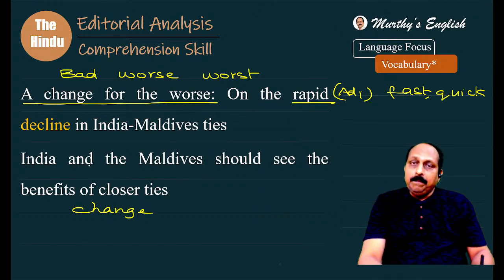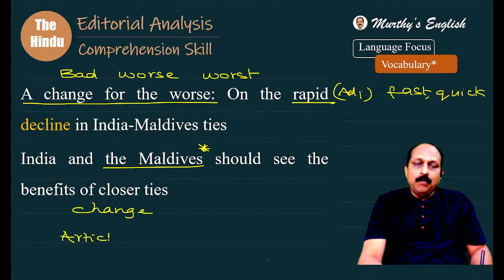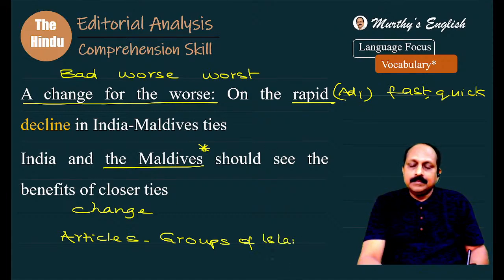But what is the main idea of this editorial? India and the Maldives, here you have to stop. There is one important rule you have to recollect. What is that rule? It goes with articles. Whenever you talk about groups of islands, before groups of islands, we have to use a definite article the. Based on that, the Maldives, the Lakshadweep, the Andaman and Nicobar Islands should see the benefits of closer ties.